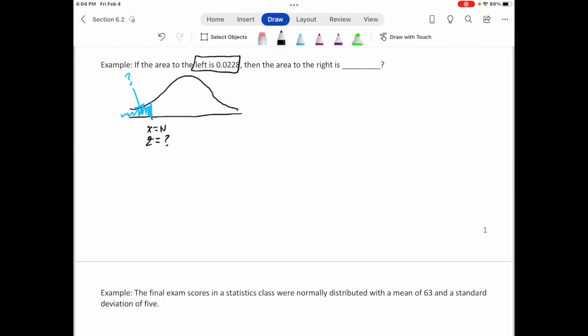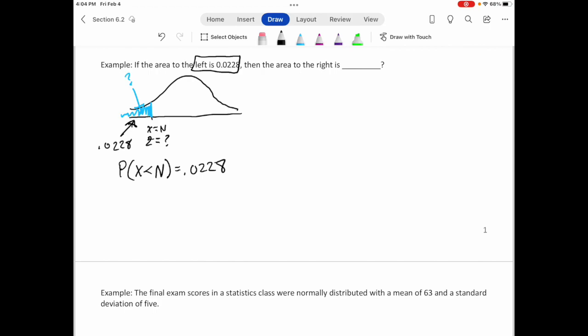So if we're given the area to the left, and we've got that this area is 0.0228, then we know that the probability that x is less than n is 0.0228.